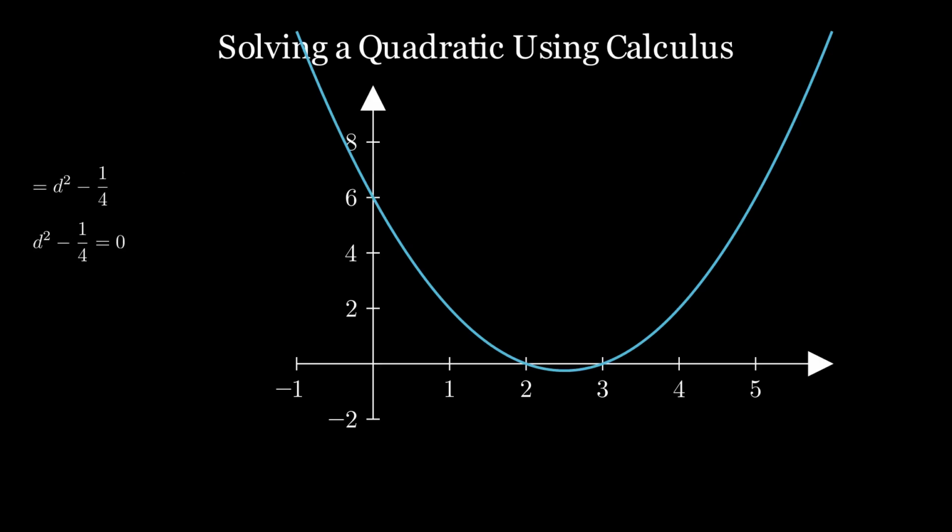Set the expression equal to 0. Solve for d squared. Take the square root of both sides. Now substitute d into the earlier expression. The two roots are x equals 3 and x equals 2.